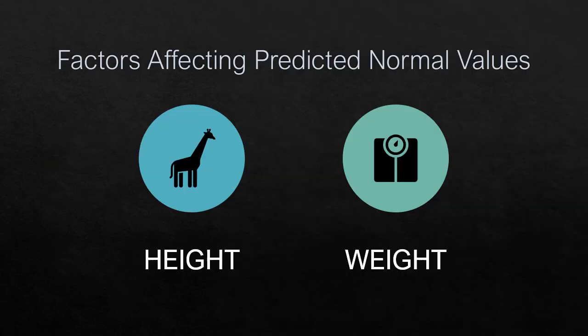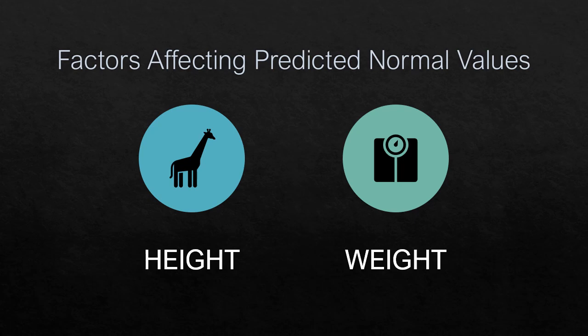Factors that affect predicted normal values include height, weight, age, gender, and ethnicity. Among individuals of the same gender, height is the most important factor that affects pulmonary function. Taller subjects have greater pulmonary function values, especially in terms of lung volumes and lung capacities. An individual's height is not as significant in expiratory flow rate measurements, such as FEV1 or peak expiratory flow rate.